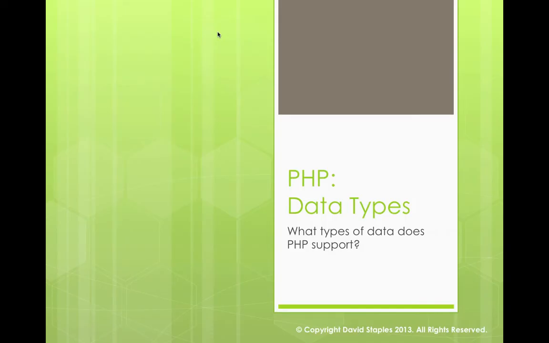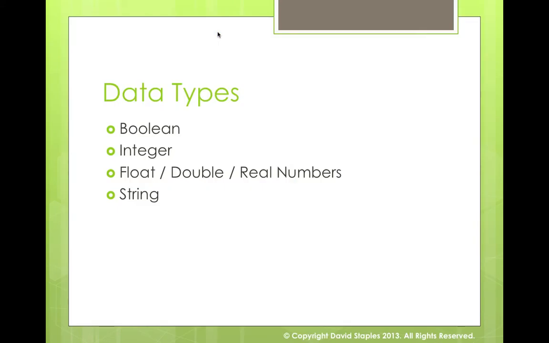So today we're going to be talking about data types for PHP. We've talked about variables a little bit, but let's talk about the kinds of data that you would store in a variable. There are four main data types that we'll be talking about that can be stored in a variable in PHP.